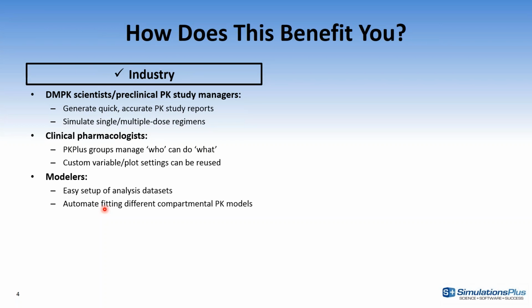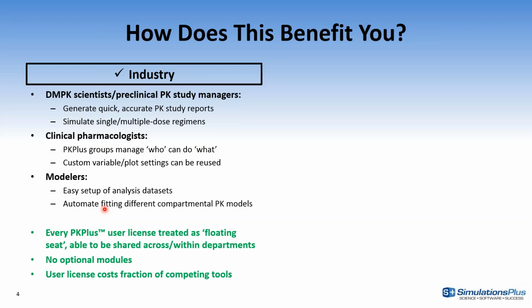And for the modelers who might need to generate or produce parameter estimates for GastroPlus PBPK models or NONMEM population PK models, it's very easy to set up analysis data sets. And as we've done in the PKPlus module of GastroPlus, you can automate the fitting of different compartmental PK models and use those model estimates as inputs into some other routines. So there's a lot of benefits here for folks at different stages of the research and development process.